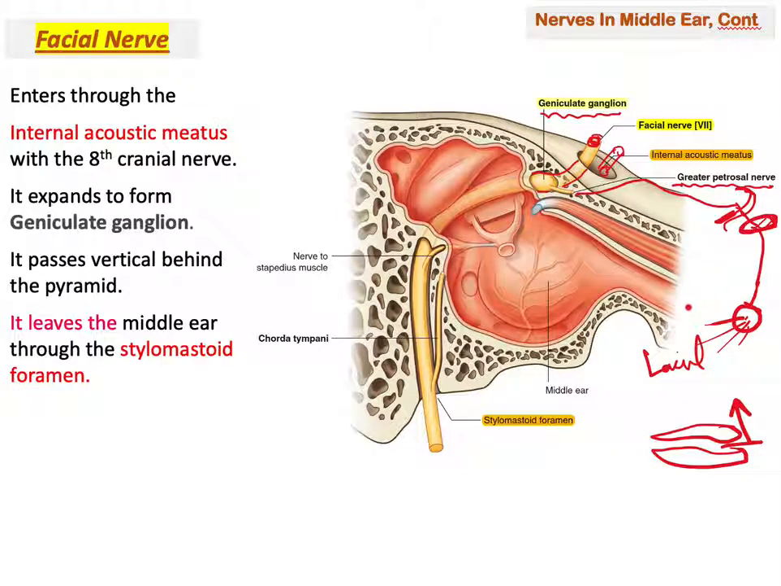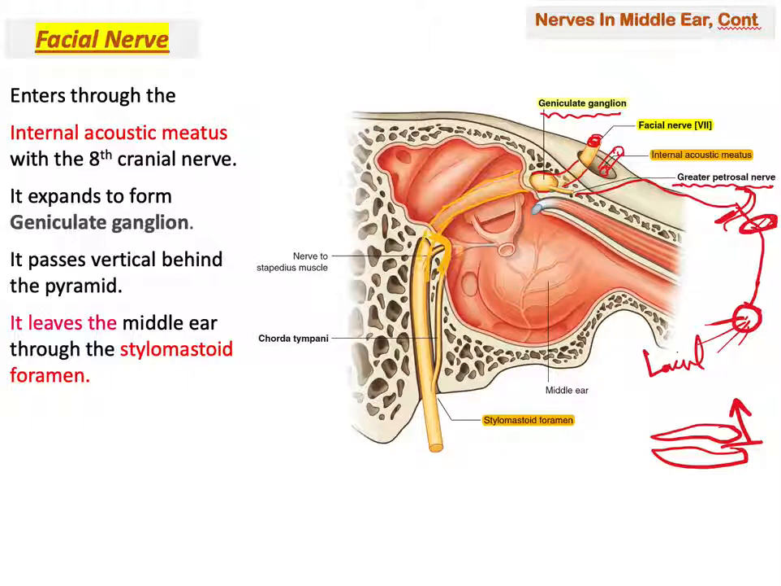Now, other than the greater petrosal nerve, the facial nerve continues just posterior to the stapes. You see, it creates a kind of bulge here in the middle ear. Then it passes behind the pyramid. Do you remember this bone, which is the pyramid? This pyramid forms part of the posterior wall of the middle ear, and the nerve then passes behind it.